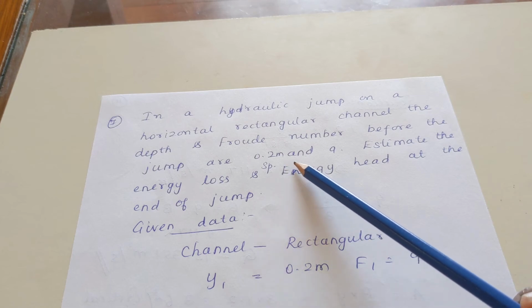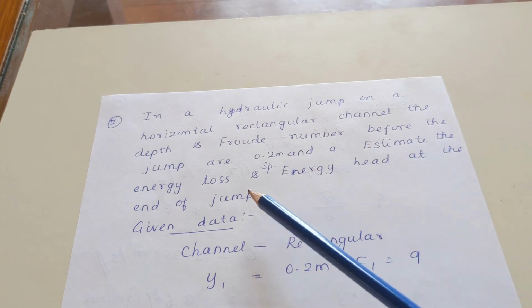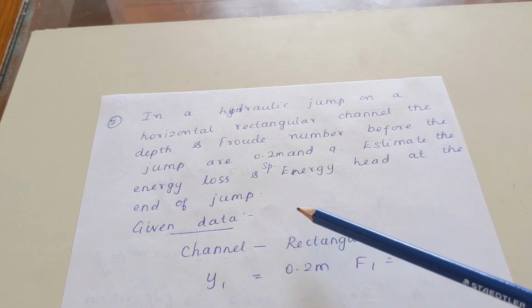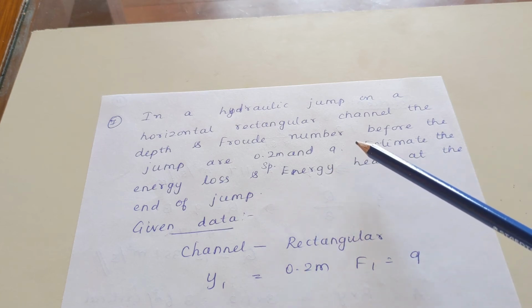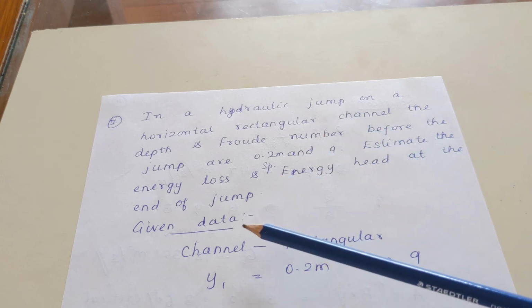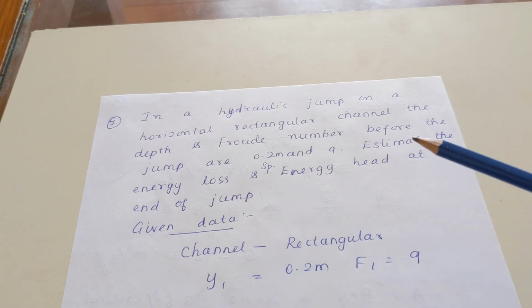The next problem. In a hydraulic jump on a horizontal rectangular channel, the depth and Froude number before the jump are 0.2 meter and 9. Estimate the energy loss and specific energy head at the end of the jump. Okay, this is a rapidly varied flow problem, hydraulic jump. First you have to write down the given data. What is the given data?